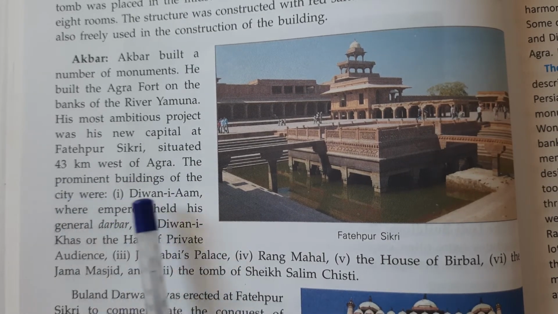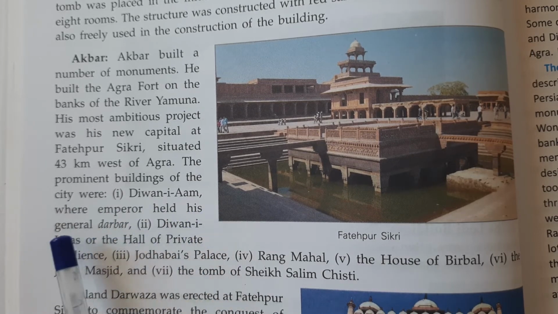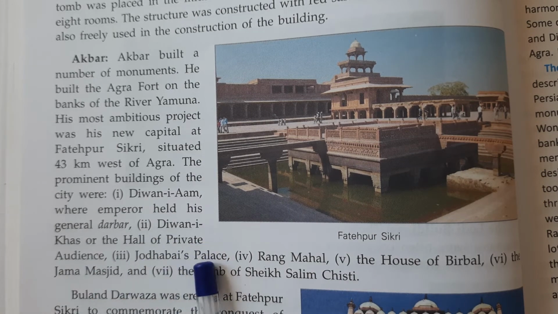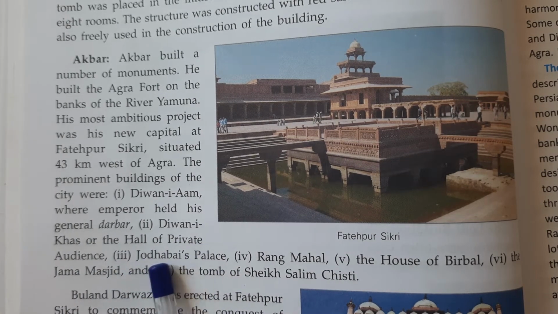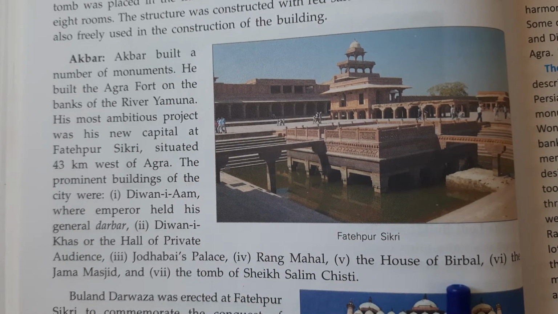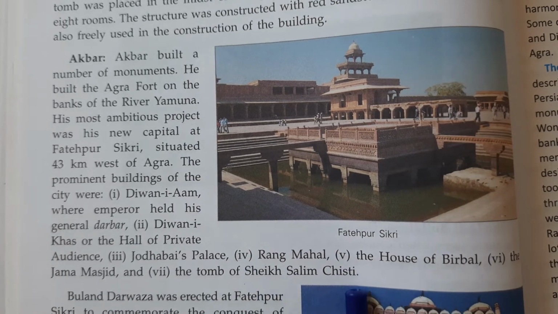The prominent buildings of the city were Diwan-e-Aam, where the Emperor held his general darbar, Diwan-e-Khas or the hall of private audience, Jodhabai's palace, Rang Mahal, the house of Birbal, the Jama Masjid, and the tomb of Sheikh Salim Chishti.